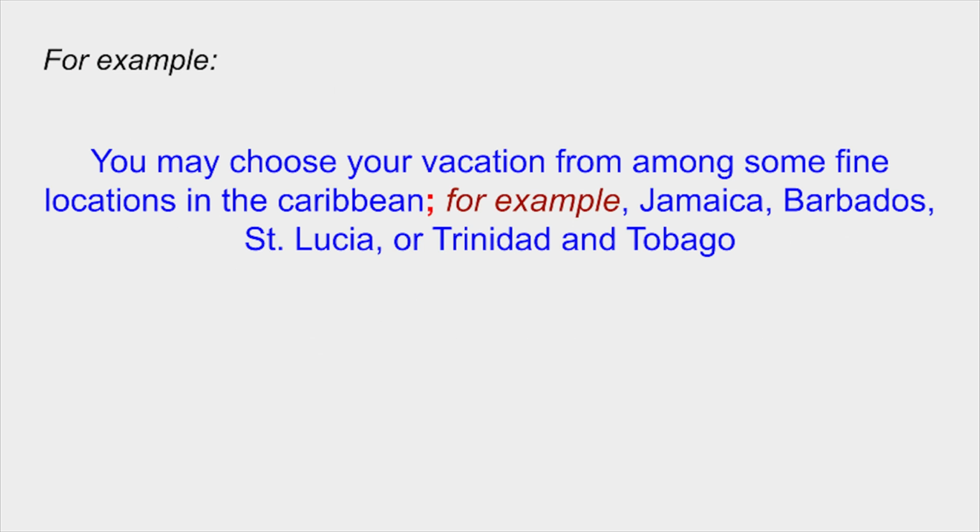Let's look at this sentence. You may choose your vacation from among some fine locations in the Caribbean; for example, Jamaica, Barbados, St. Lucia, or Trinidad and Tobago. Preceding the expression, for example, we have a semicolon, and following the expression, we have a comma.